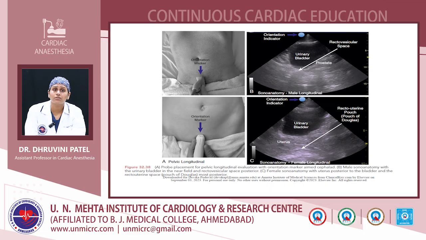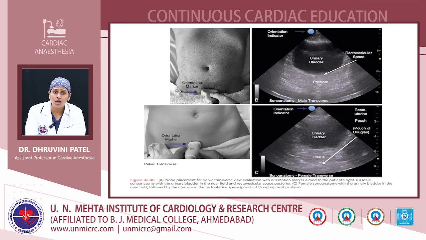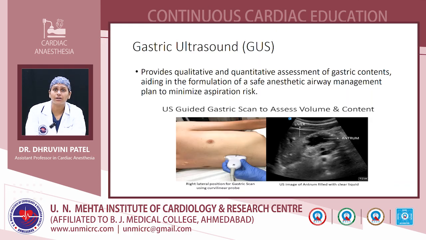This figure shows the pelvic probe placement for pelvic longitudinal evaluation with orientation marker. In the first figure, B shows the male sonoanatomy, in which the rectovesical space is located posteriorly, and in the case of a female, the rectouterine pouch of Douglas is located posteriorly behind the uterus. This is the pelvic probe placement for transverse view to diagnose a collection in the pouch of Douglas and rectovesical space.